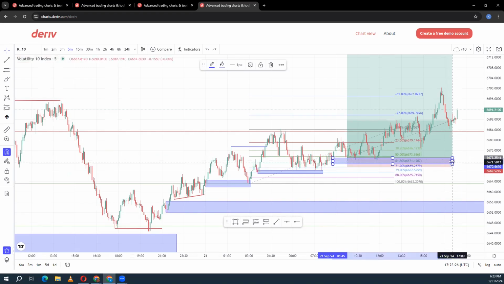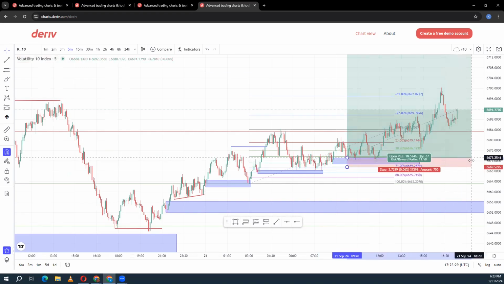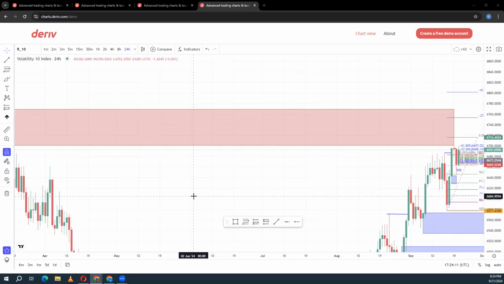I got in on this trade just a while back. I didn't know it has gone this deep. Do we know what discount and premium is? What do we understand by discount and premium?